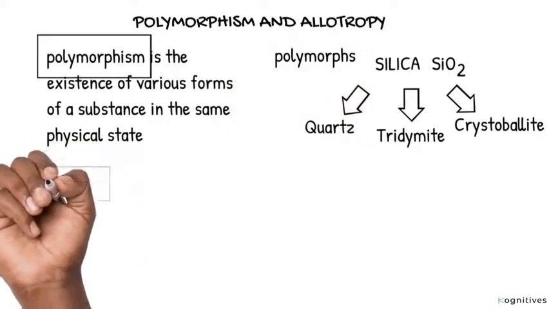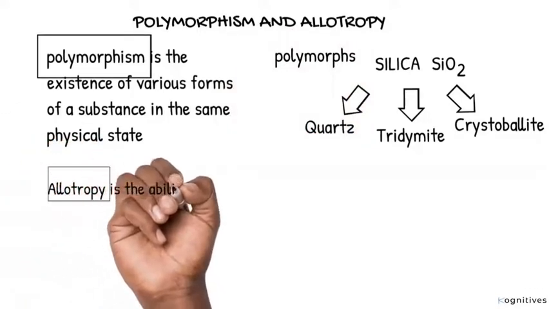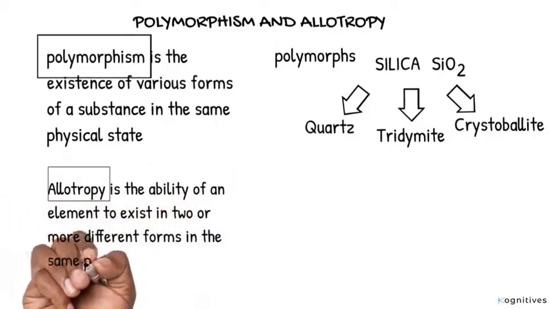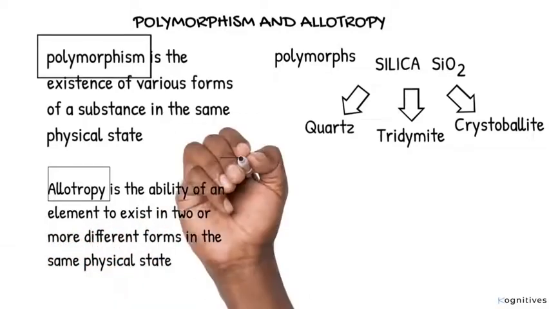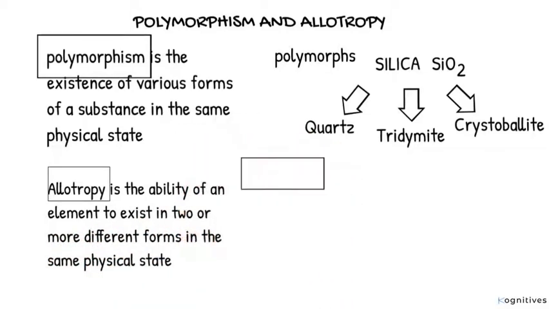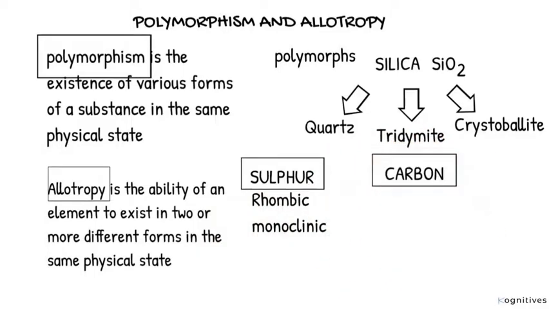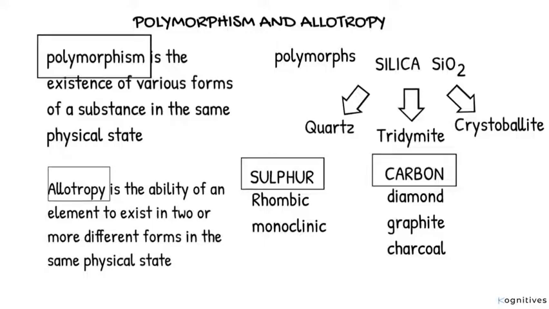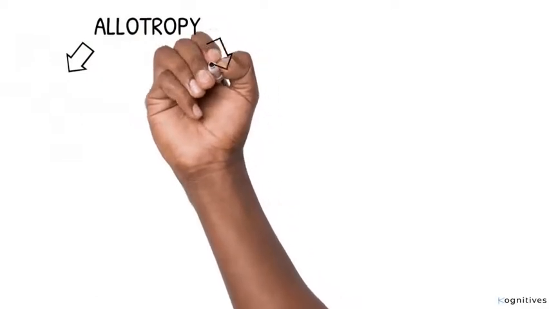On the other hand, allotropy is the ability of an element to exist in two or more different forms in the same physical state. For example, sulfur has two allotropes, rhombic and monoclinic sulfur. Carbon has several allotropes such as diamond, graphite, charcoal, and many others. Moreover, under allotropy we have two types, and they are monotropy and enantiotropy.